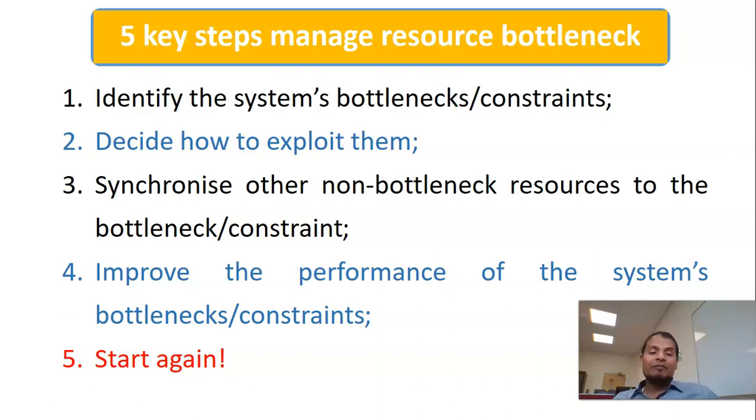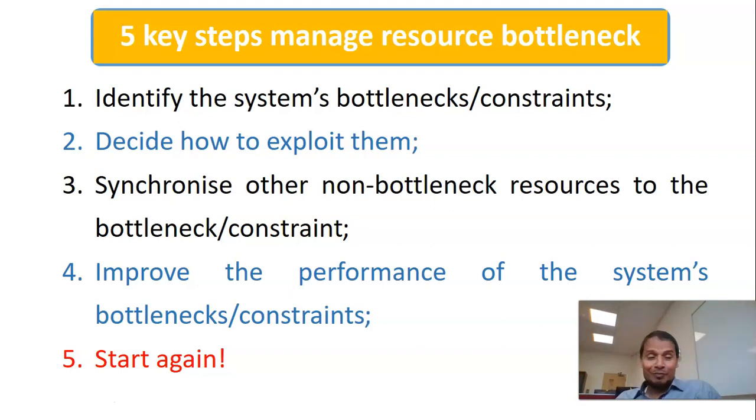Number 4: improve the performance of the system's bottleneck resource or constraint. If we can improve the process, for example if machine 2 is the crisis, solve the problem. Get another machine or get the job done by someone else. If you solve it, then done. And then you have to identify whether you have any other bottleneck resource. That means you have to start the process again.